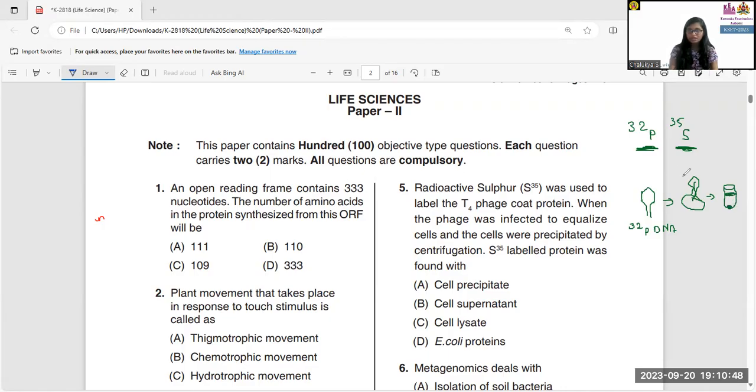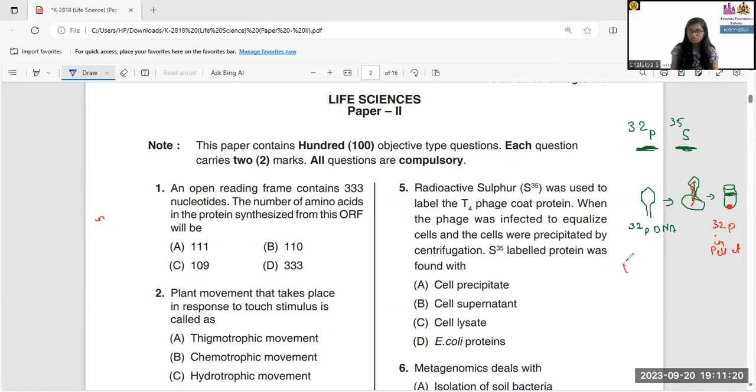Once this experiment is done, the phosphorus 32 will be present in the pellet. That is, the DNA enters inside the bacteria, with the help of the many gene transfer methods. Because of that, the DNA enters inside the bacteria, and based on density, DNA has more density, so it settles at the bottom.